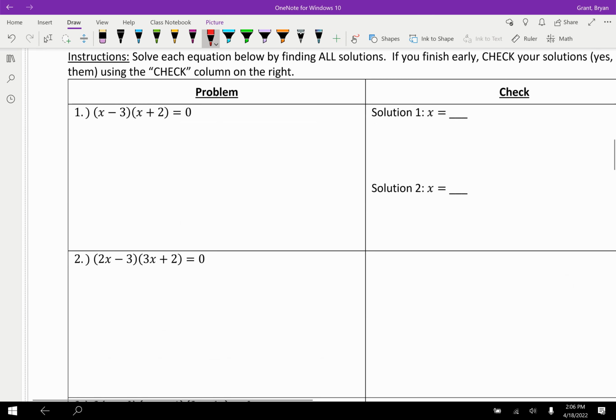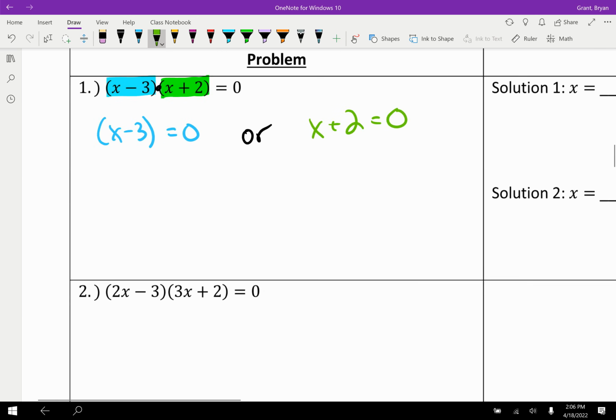So let's try this first problem. I have a factor x minus 3 times a second factor x plus 2, and it's equal to 0. Well, if that's the case, then I'm going to take my first factor, x minus 3, and set that equal to 0. Then I'm going to take my second factor, x plus 2, and set that equal to 0. Because I know when multiple factors multiply to equal 0, then one of those factors has to be 0. The only way we can do something times something to equal 0 is if one of them is 0. So let's see what makes each of them 0.